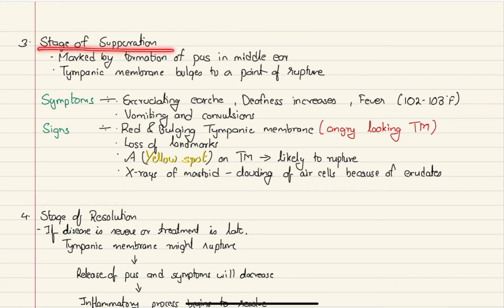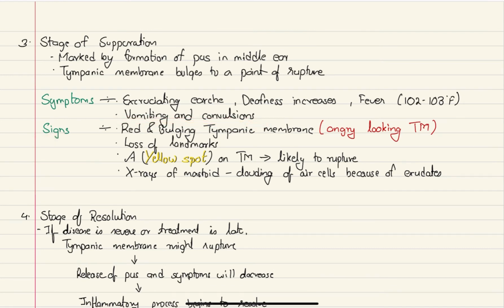Next is the stage of suppuration, which is marked by formation of pus in the middle ear cavity. The tympanic membrane bulges to a point of rupture, so it will get so much congested that it can rupture. Symptoms here include excruciating earache, the deafness increases, and fever of around 102 to 103 degree Fahrenheit. Other symptoms include vomiting and convulsions.